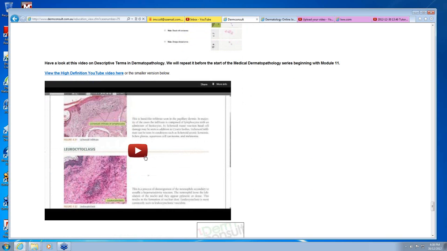There's also a video here on descriptive terms in dermatopathology. Now, again, if you're a little bit further on in your course, it would be useful to have a look at this. It goes into terms like acanthosis, acantholysis, hyperplasia. It looks at the different types of keratin that you'll get, ortho and parakeratosis, and the importance of that. And it looks at leukocytoclasis, eosinophilic infiltration, eosinophilic spongiosis with eosinophilic abscesses in the epidermis, and describes those terms.